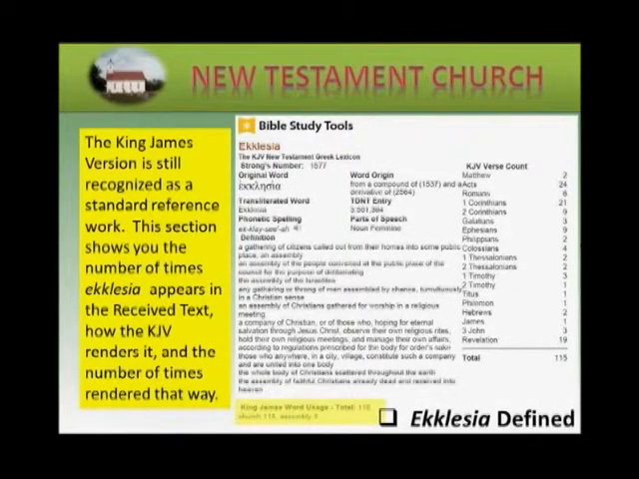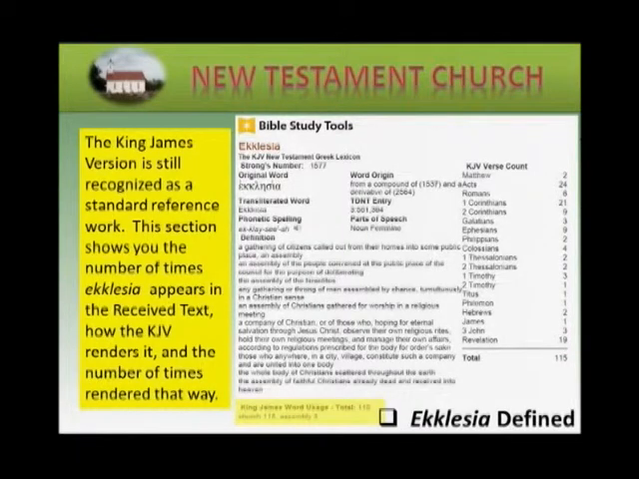Now, in this shaded box, it tells you that the King James uses this term 115 times as church and three times as assembly. So that's what that word means. Sometimes looking at how the King James renders that Greek word in different places can help you get a better idea of what it means.